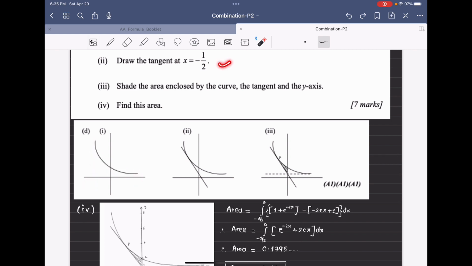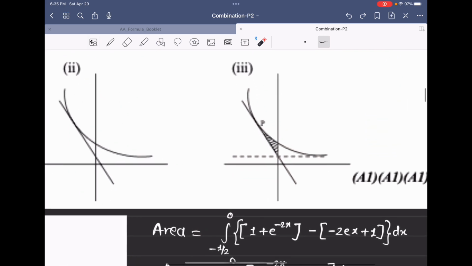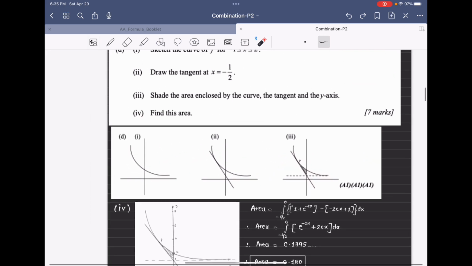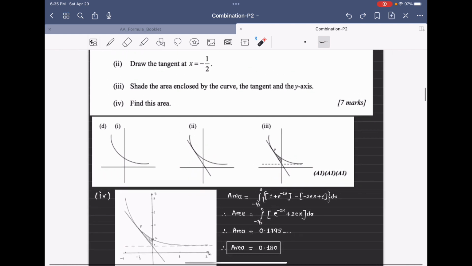Second part, draw the tangent at x is equal to minus 1 by 2. So this is say minus 1, so minus 1 by 2 is somewhere, so I am drawing a tangent, that is this diagram. Shade the area enclosed by the curve and the tangent and the y-axis. You can see this is my curve, this is my tangent, and this is my y-axis. So this is the area I want to shade. You can see clearly. So these three questions basically cover related to sketch.